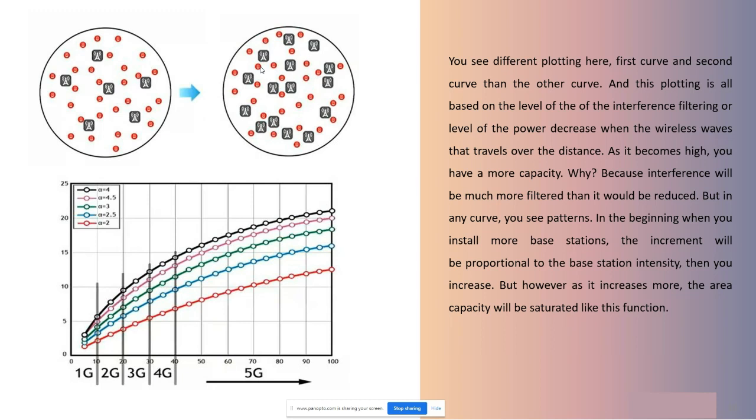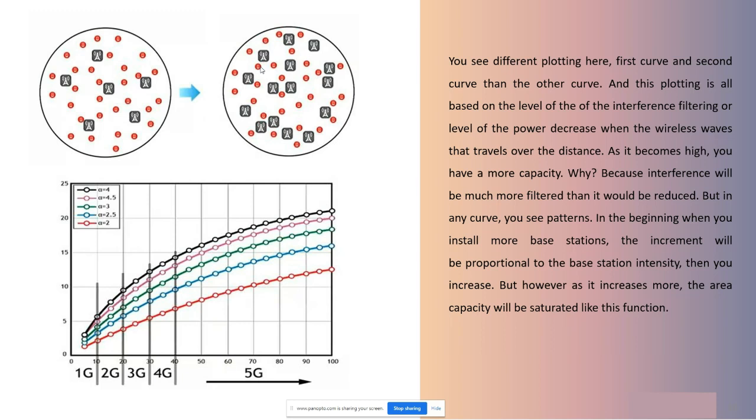So radio system has evolved over this couple of decades. So we start with the first generation system, then the second generation, third, and future systems. So currently we are in the fifth generation system. And according to the area capacity, according to the base station intensity, we can divide each generation in this region. First, second, up to the third. When you increase more base stations, the capacity will increase linearly. So the capacity and base station density are very much linearly proportional to each other.